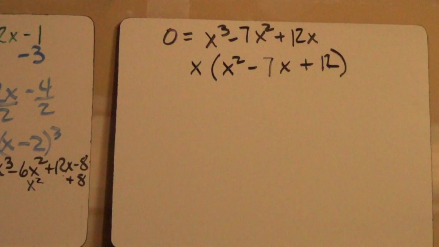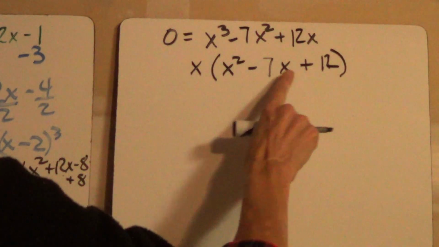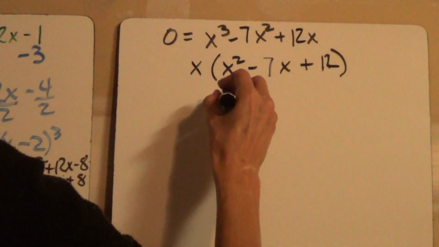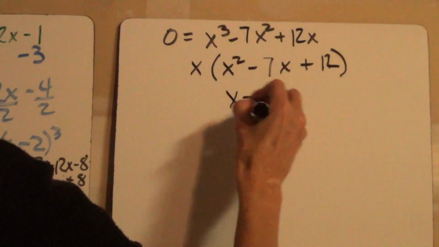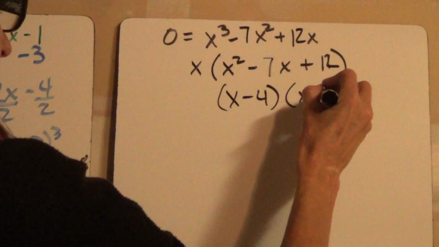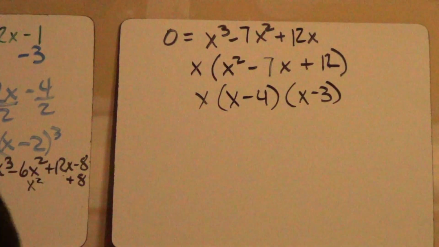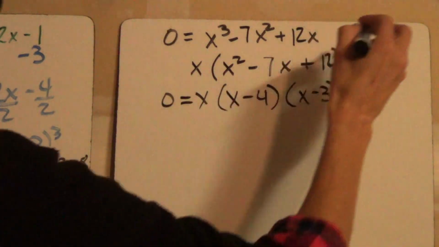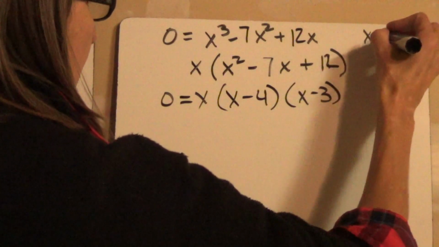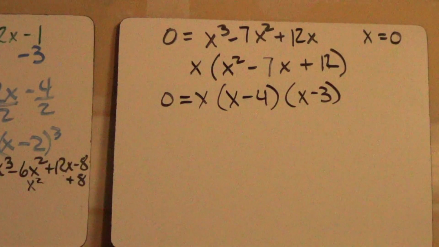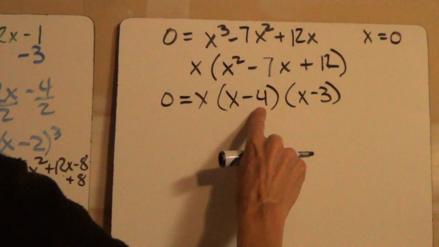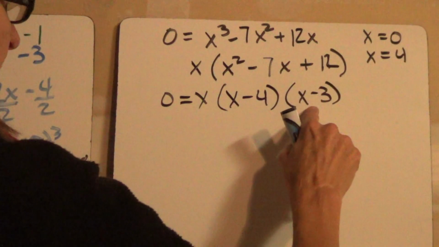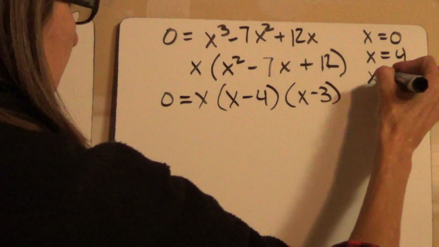Okay, so now what two factors would multiply to be 12 and add to be negative 7? Hopefully you said it would be negative 4 and negative 3. We have to set each of these to 0. So x equals 0 would be one of our answers. X minus 4 equals 0, x would be 4. X minus 3 equals 0, x would be 3.